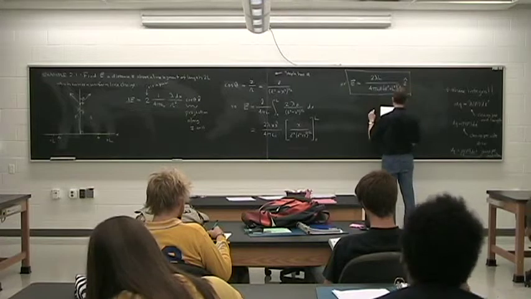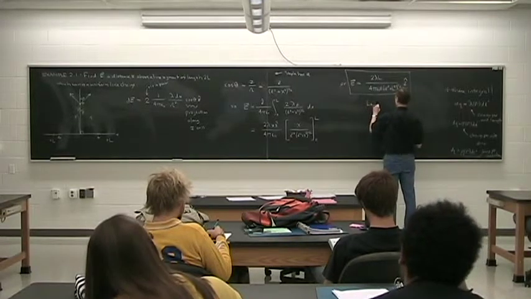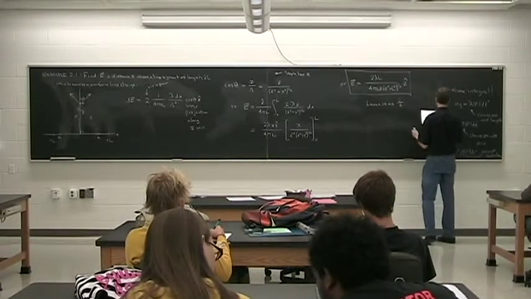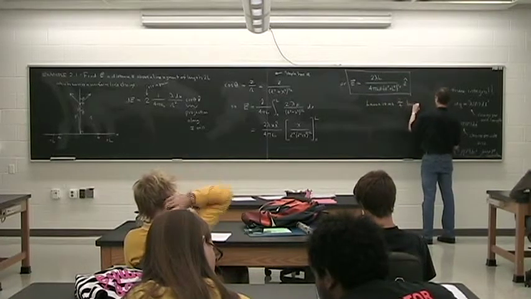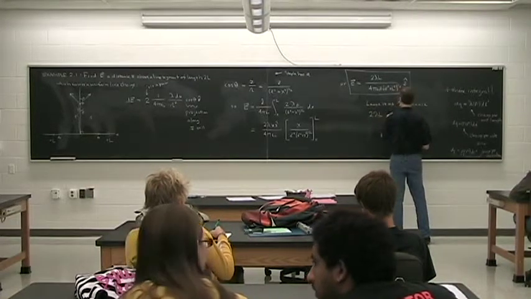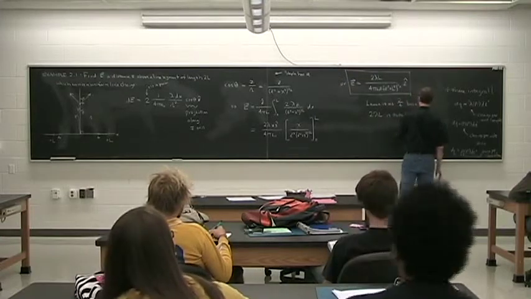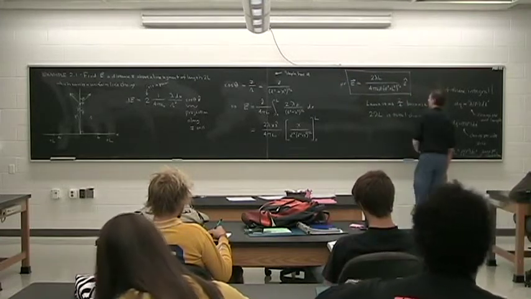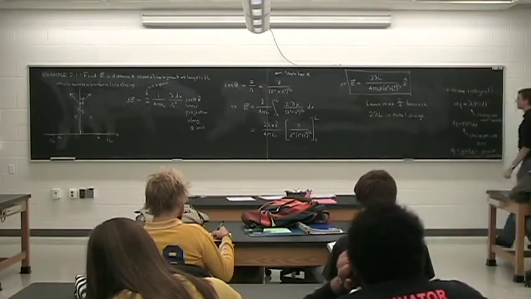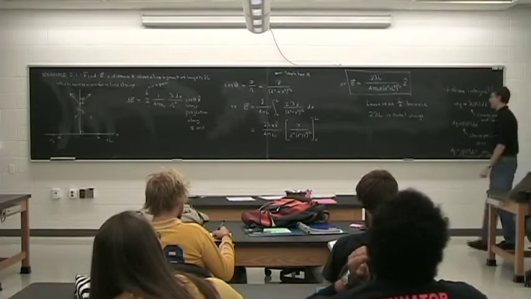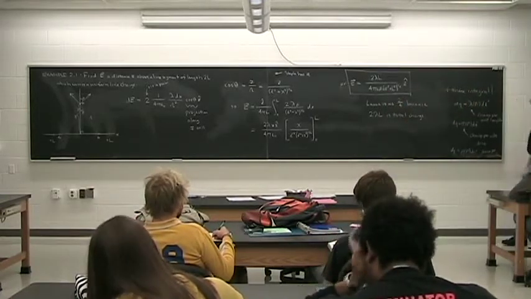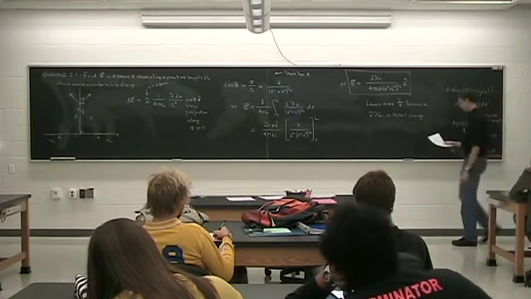But we leave it as that 2 over 4 like that because 2 lambda L is the total charge on the line. So that has physical significance, so we just leave that up there like that. So it's the total charge divided by 4 pi epsilon naught times z times the square root of z squared plus L squared in the z direction.